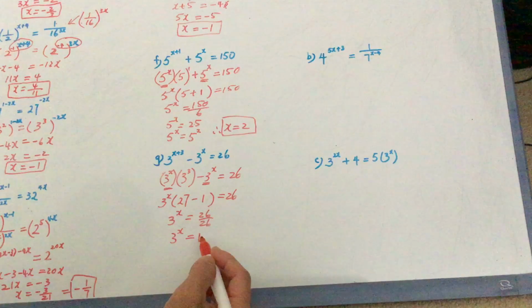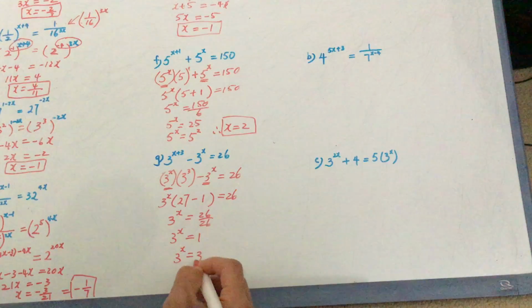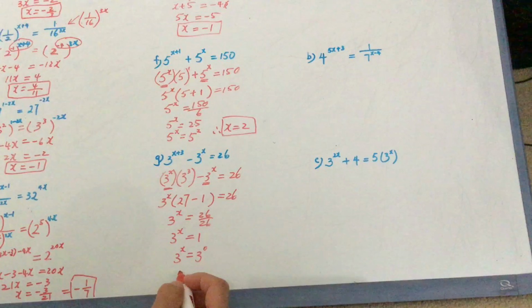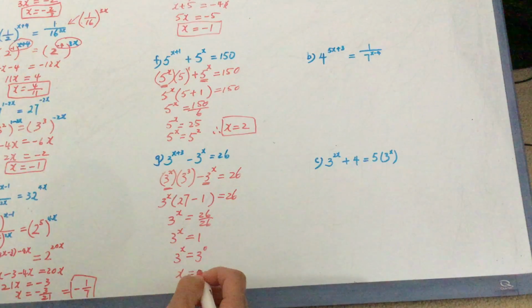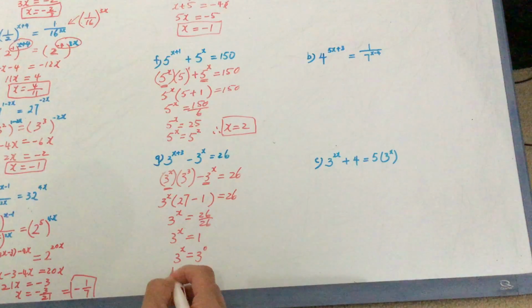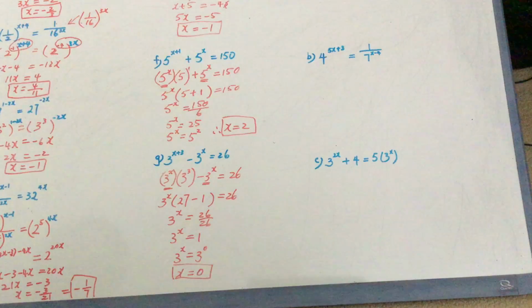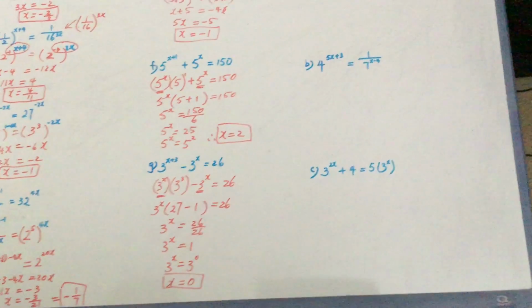And the only way you can get 1 here is when you have 3 to the exponent of 0. So therefore, x must be equal to 0 here. Okay, the exponents over here. So that will be example 1G.